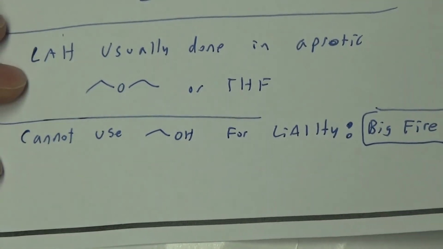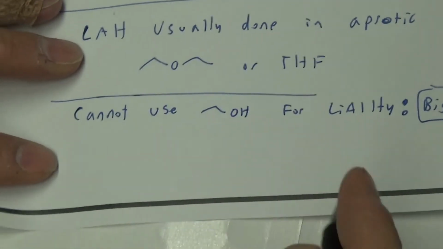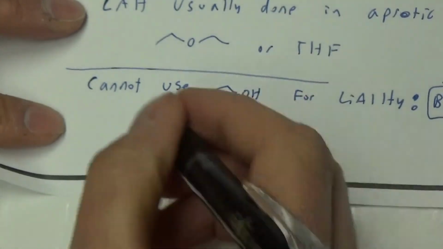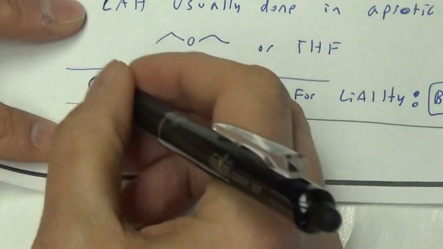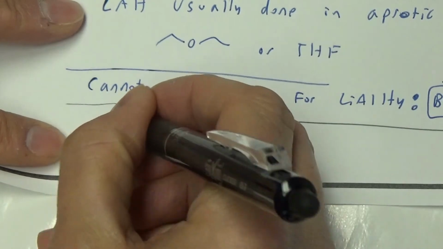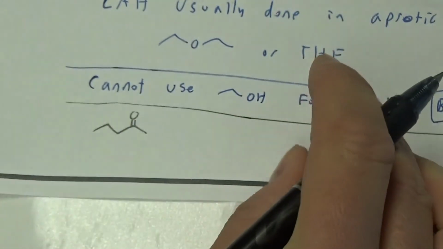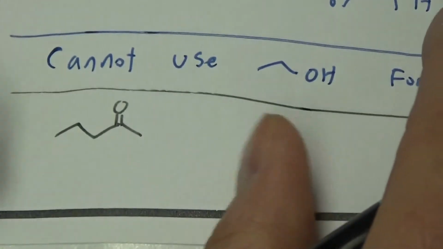All right, let's just draw. I'll just sneak it underneath here. Why is ethanol bad? So say we're all out of THF, and we're going to try to use lithium aluminum hydride and ethanol.